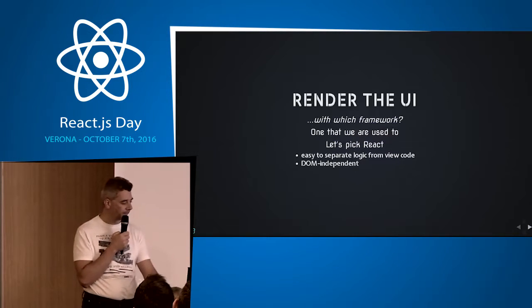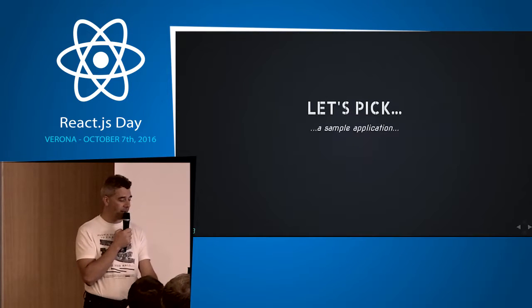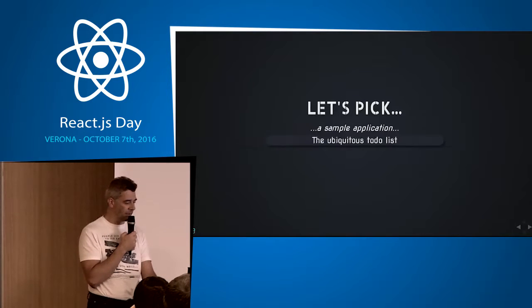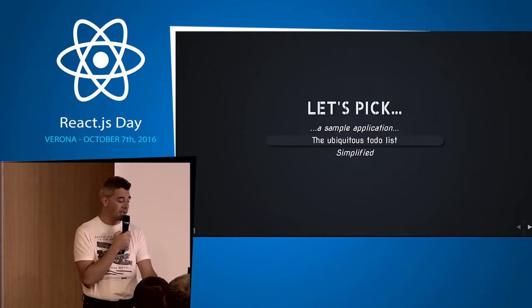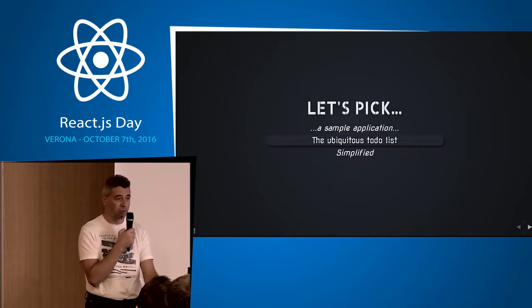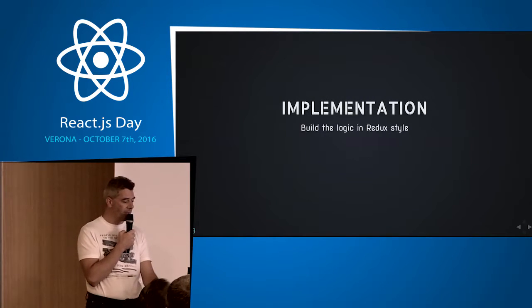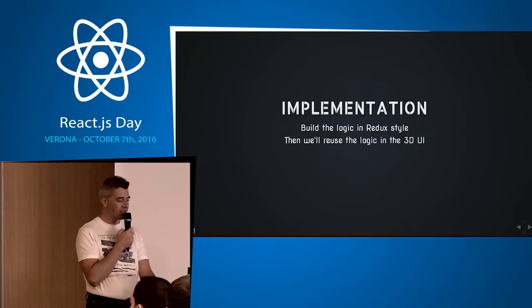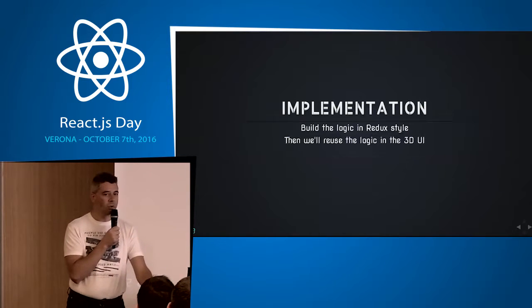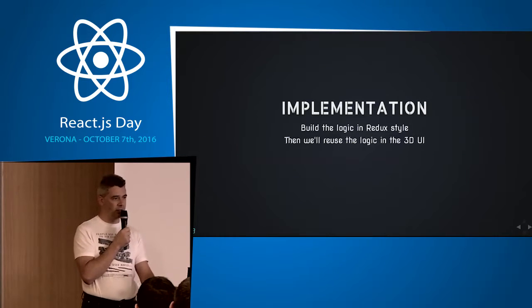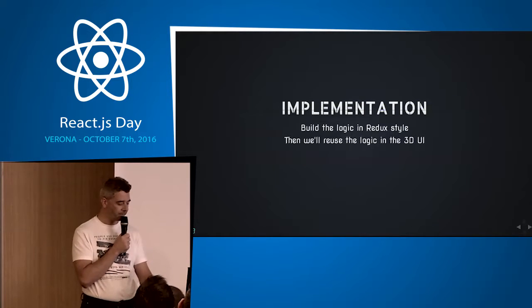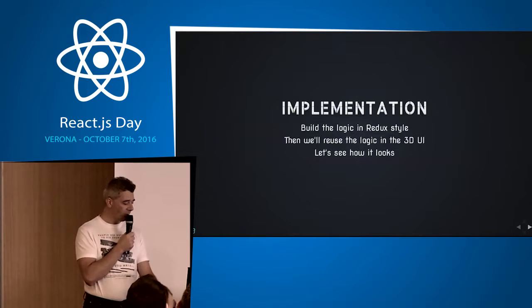And now let's pick a sample application to actually do this thing, because I want to make something real, concrete. And the application is the ubiquitous ToDoList a bit simplified. So we'll see a ToDoList done like this. The implementation, well, for the implementation, I decided to build the logic in the Redux style, but just Redux style, because I wanted to reuse the logic of this thing, both in 2D and in 3D, and show it at the same time. And let's see how this logic looks like.